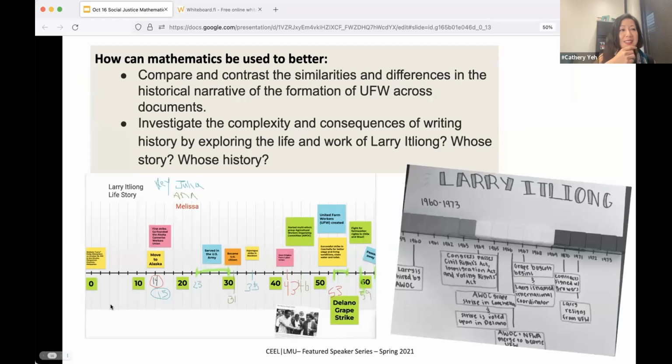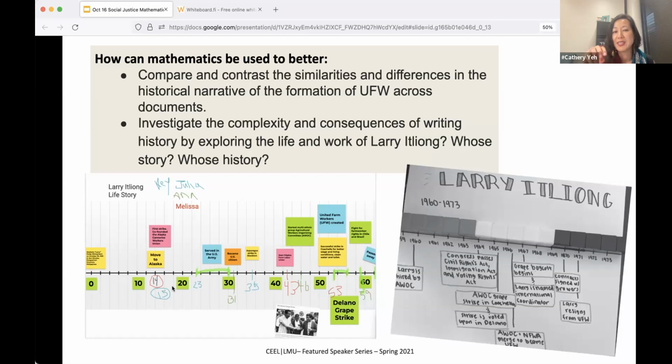And then I think a colleague had mentioned this. Some of them were starting to map out Larry Itliong's life and also mapping out the formation of UFW and its impact over time. What I loved about this was in a classroom, they mapped it out differently. Some were mapping out based on dates. Some transitioned the date to look at Larry Itliong's age. This one was done online during the pandemic, and multiple students were doing this.